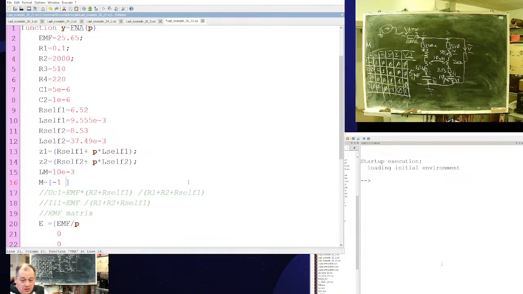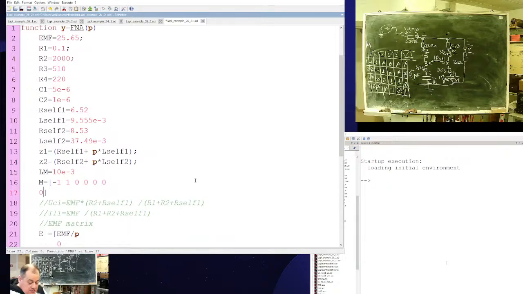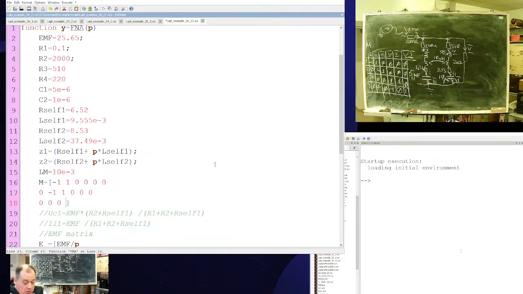What I need? Row 1: -1, 1, 4 zeros. 0, 0, 0, 0. Row 2: 0, -1, 1, 3 zeros. 0, 0, 0. Row 3: 3 zeros. 0, 0, 0, 1, 1, 0. And here 3 0 0 0 0 -1 0 1.